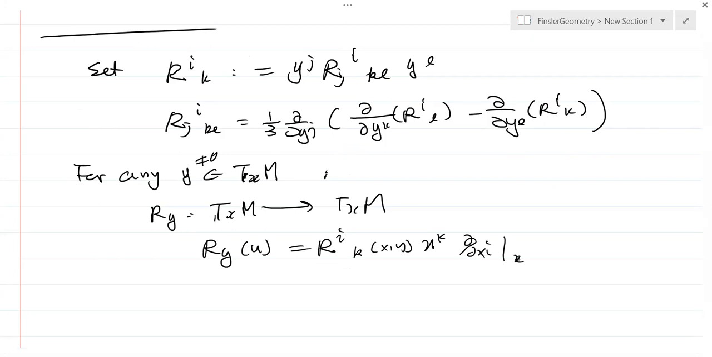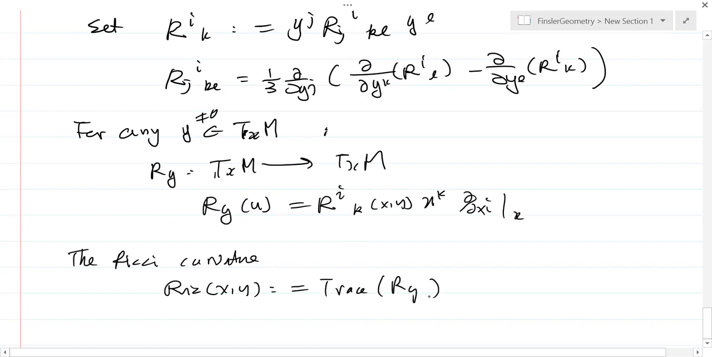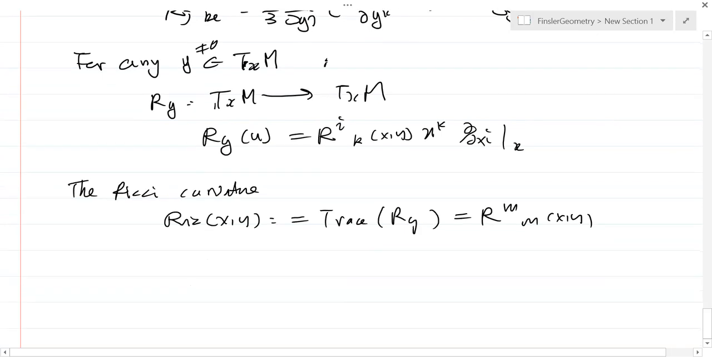And then, as a linear transformation, you can talk about the trace of this. So now we have the Ricci curvature. Ricci curvature actually depends on the point and the direction. It's going to be the trace of this linear transformation. In the local coordinates, you just need to take the sum over the three indices. This is the so-called Ricci curvature.